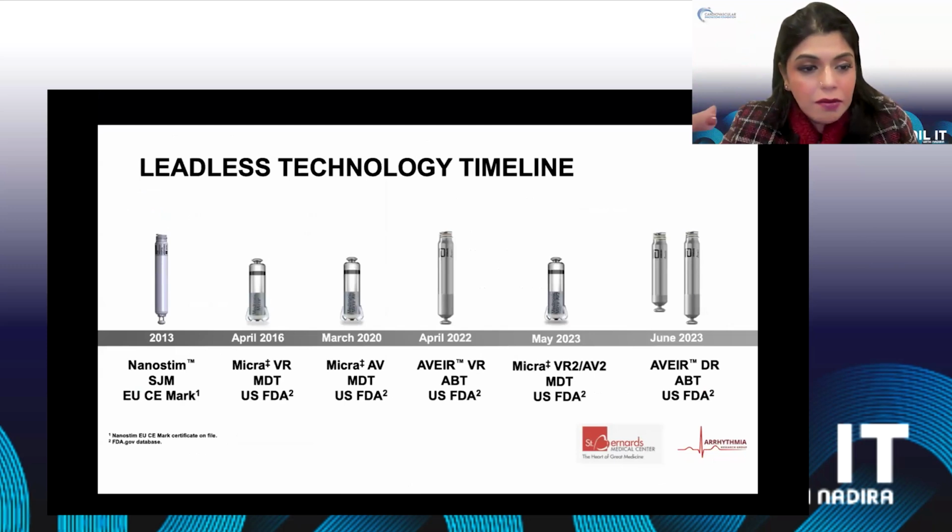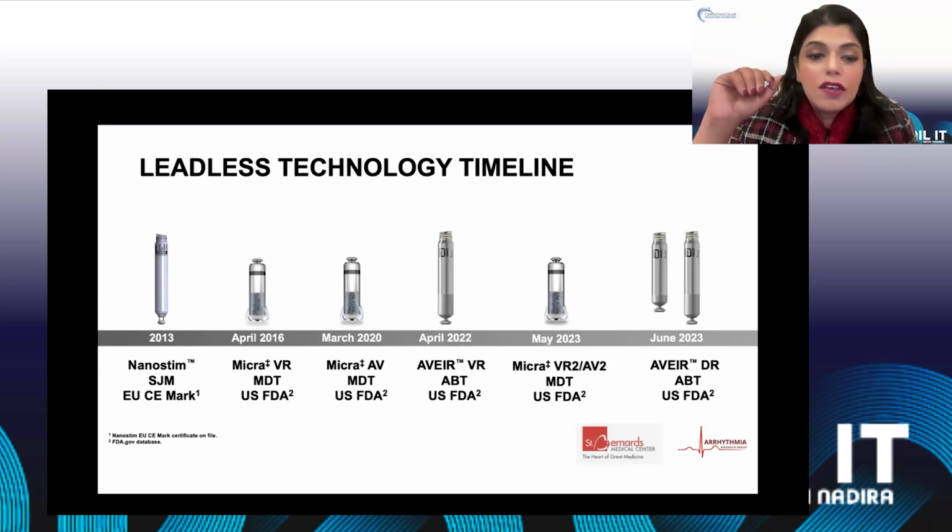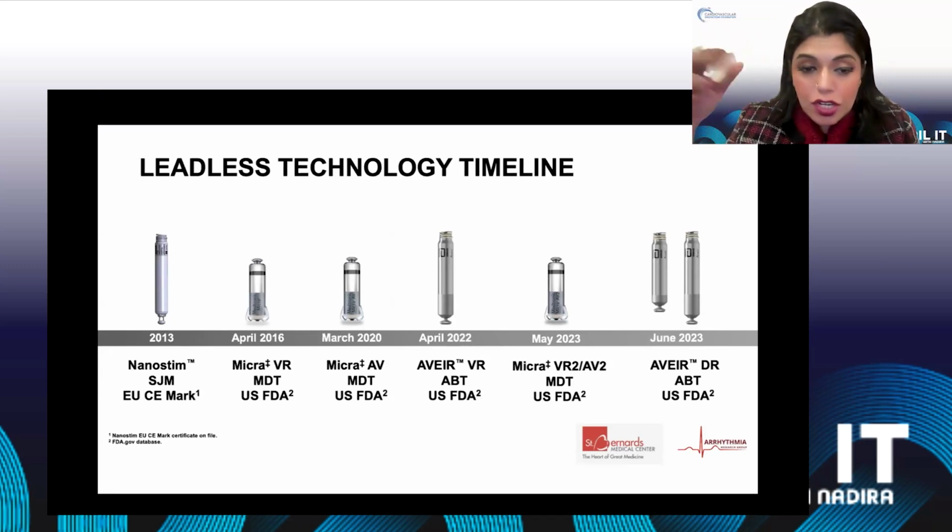And if you look at the timeline of leadless devices, it started as early as 2013 with the Nanostim device. And in 2016 is when we actually had the first commercial FDA-approved device, which was the Micra VR, a single-chamber ventricular device. Then we had the iteration called the Micra AV. And I'll talk a little bit about these devices for y'all to understand what the differences are.